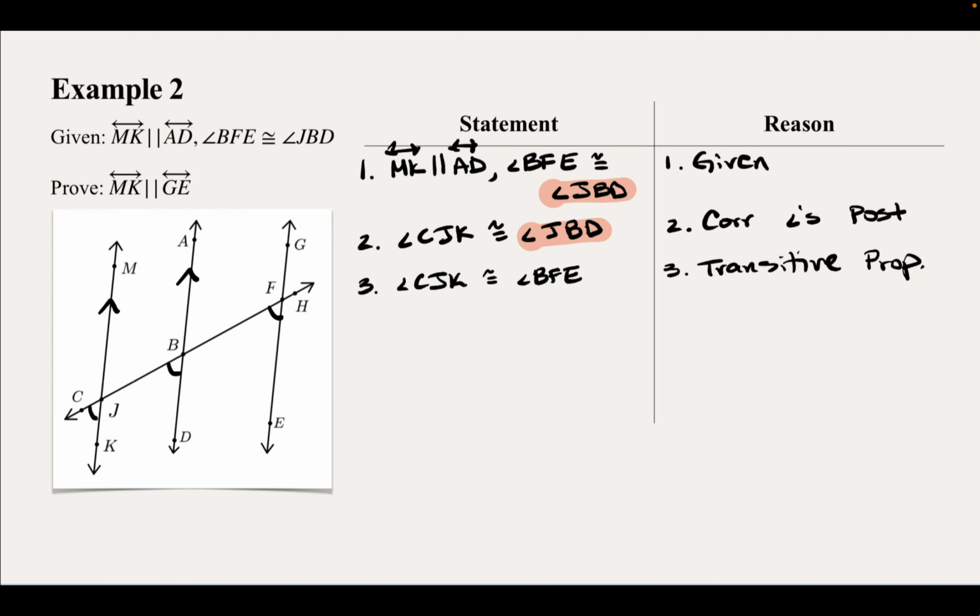Now check out your diagram. This is why it's important to make sure you're putting your tick marks in there. I can clearly see that this angle and this angle are corresponding angles. This CJK and BFE are corresponding angles and they're congruent, which means that these lines that they are touching have to be parallel. MK, and make sure you get your notation there, is parallel to GE. How did I know that? Well, that was the converse of the corresponding angles postulate.